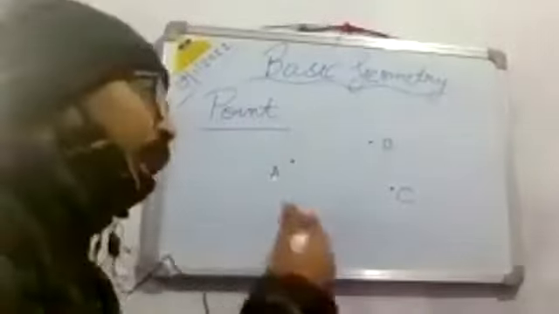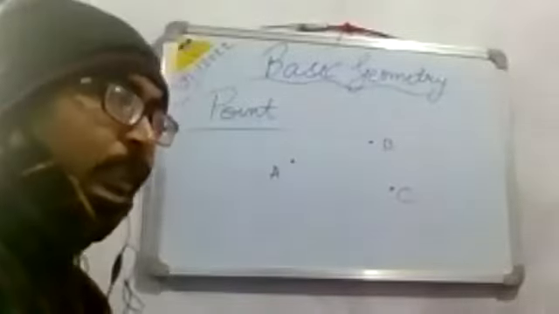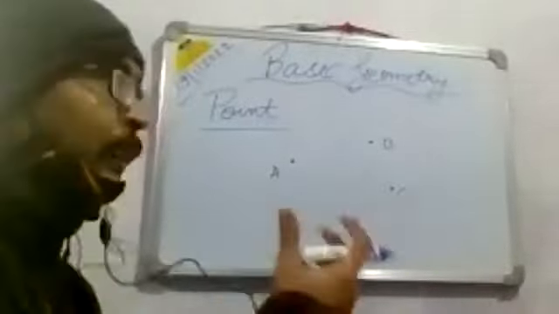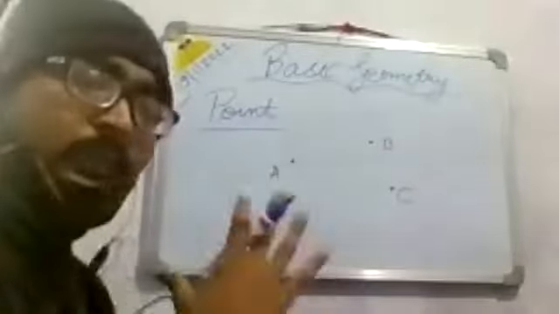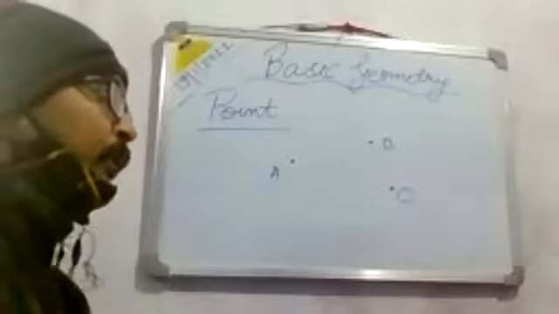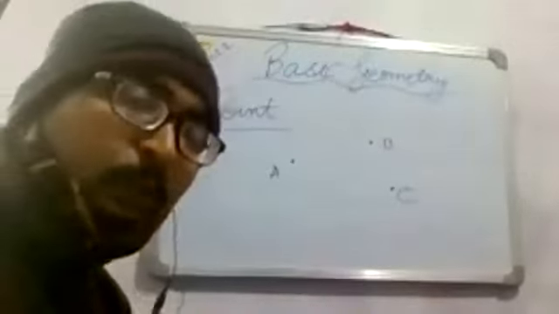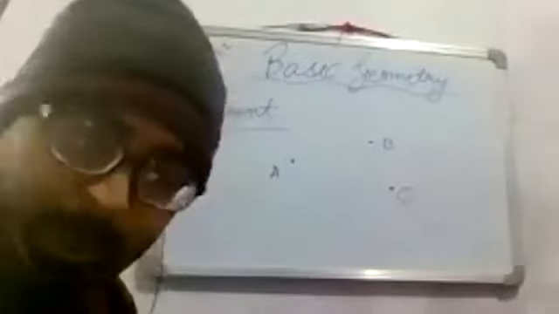Okay, so we can say that a point is a type of dot which can help us in locating a particular location. Clear?